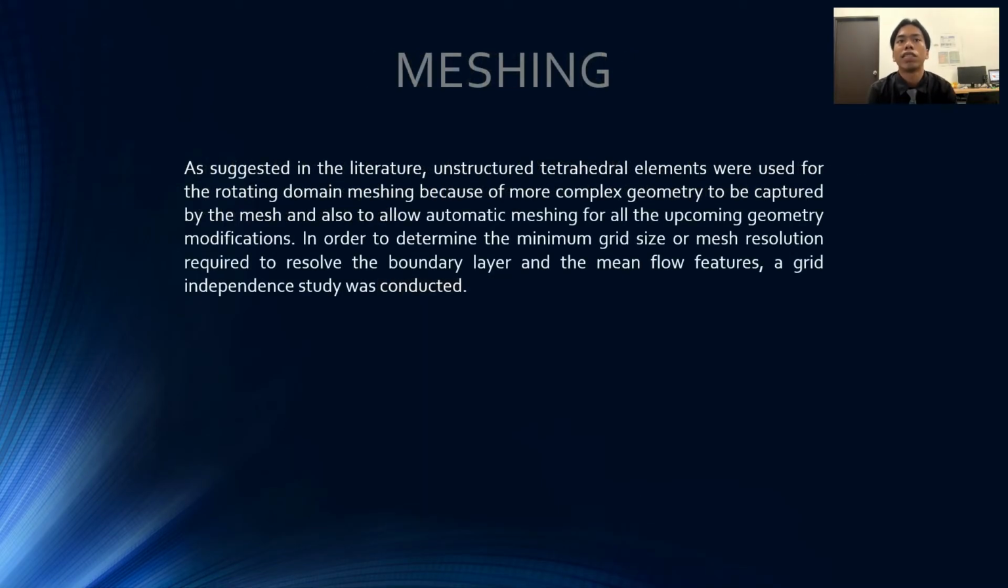For meshing, as suggested in the literature, unstructured tetrahedral elements were used for the rotating domain meshing because of the more complex geometry to be captured by the mesh and also to allow automatic meshing for all the upcoming geometry modifications. In order to determine the minimum grid size or mesh resolution required to resolve the boundary layer and the mean flow features, a grid independent study was conducted.